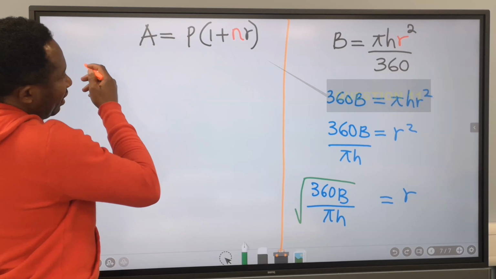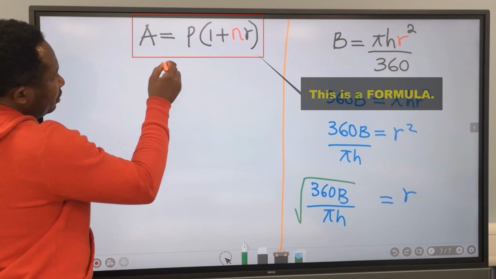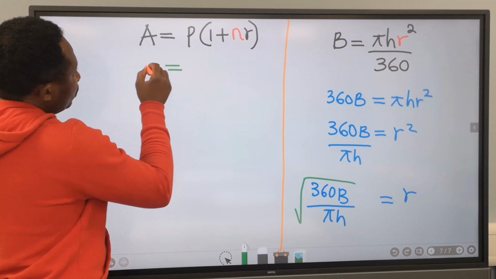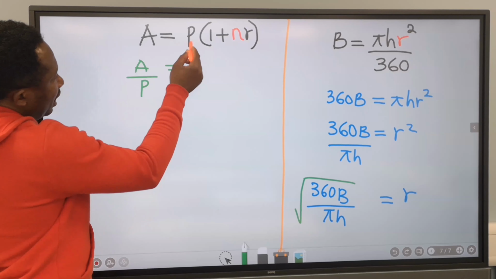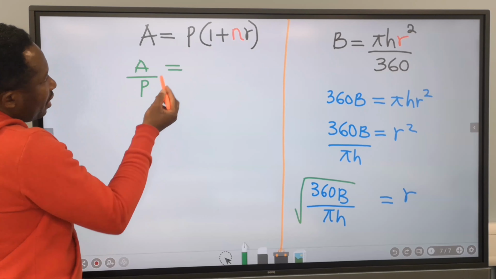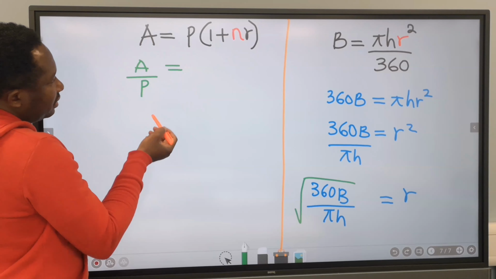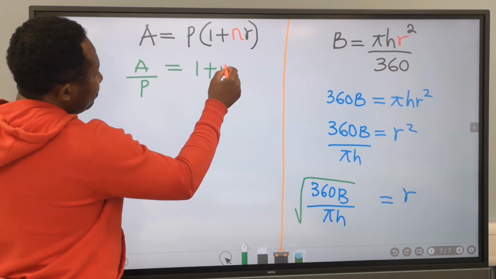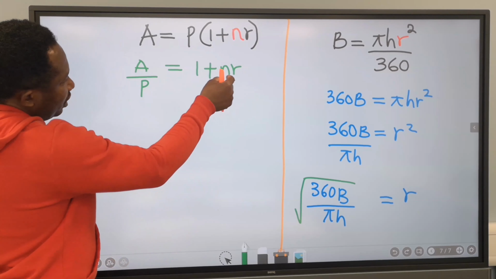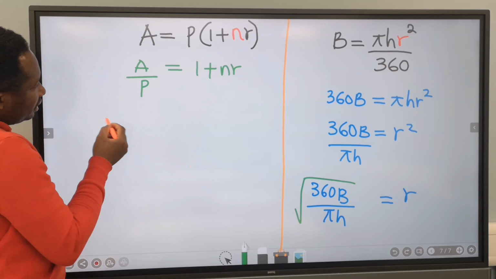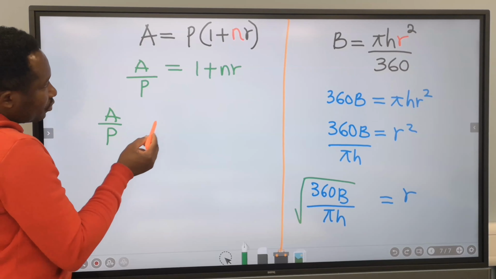P will leave first because I want this bracket to be open. Hence, I'm going to have A divided by P because P is multiplying. If a multiplying variable moves across the equal sign, it will divide. Now, I have this is free. My aim is to isolate n. On this side, I'm going to have A over P.